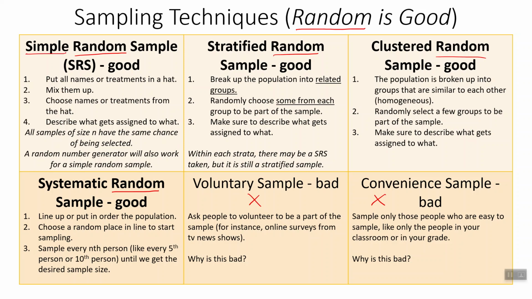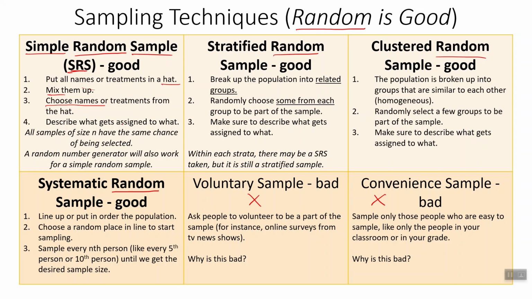So a simple random sample, or sometimes what we call an SRS. The easiest way to do this is we just take all the names in our population and we put all the names into like a hat or a bowl or something. We mix them up and then we choose names from the hat.